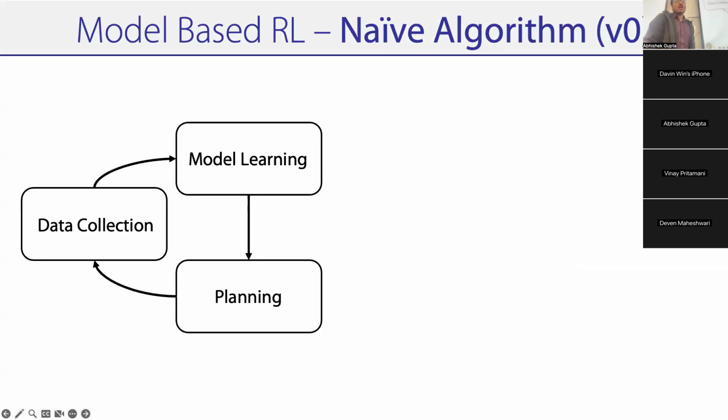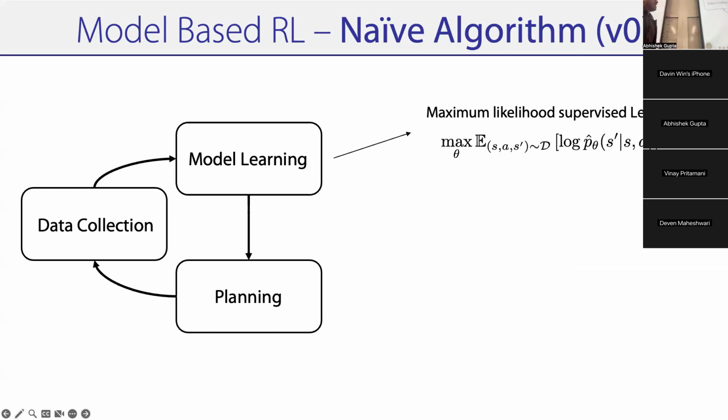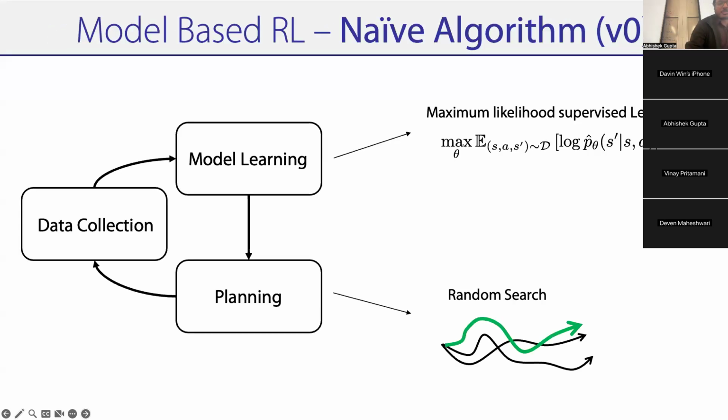So to start, the simplest algorithm we can use is just do maximum likelihood. You're trying to learn a model of the world. The model of the world takes in your current state, your current action, and predicts the next state. And you're just trying to do supervised learning. So you collect data from the environment, you try to do supervised learning, and then that gives you your model. And for planning, you just do random search. We've talked about this in optimal control. You just try random actions, choose the best one, execute it, try random actions again. And I think you guys did it in your homework also.